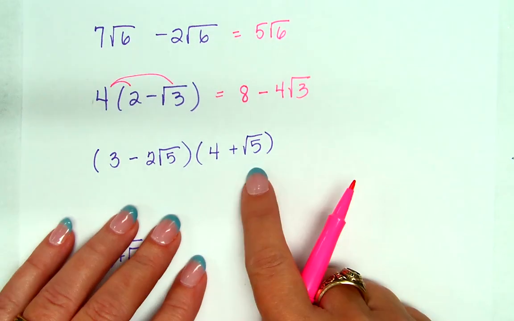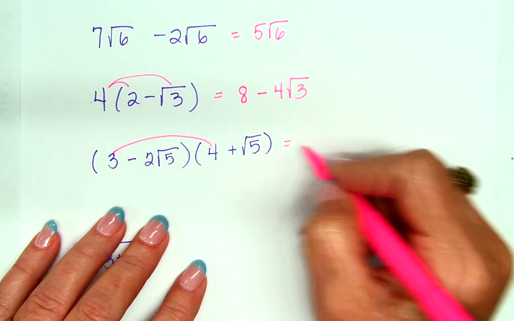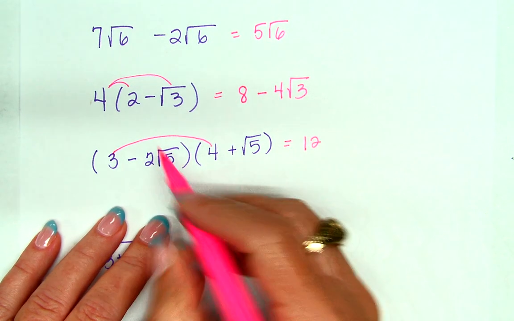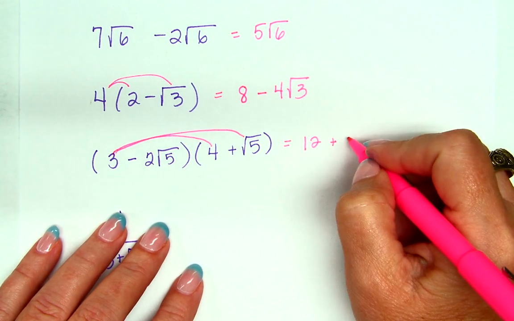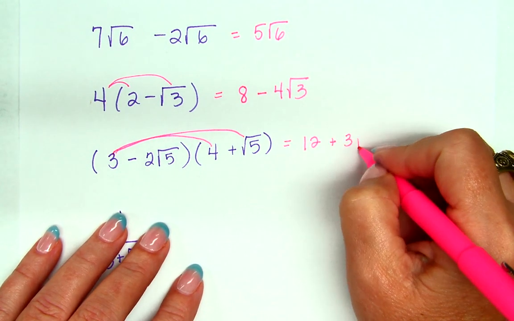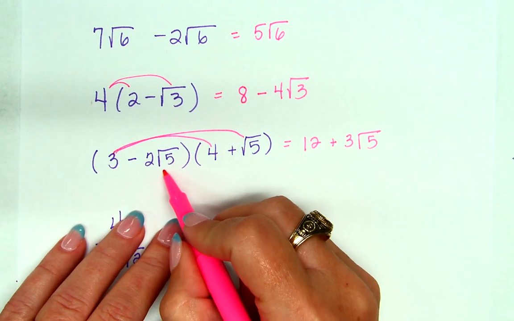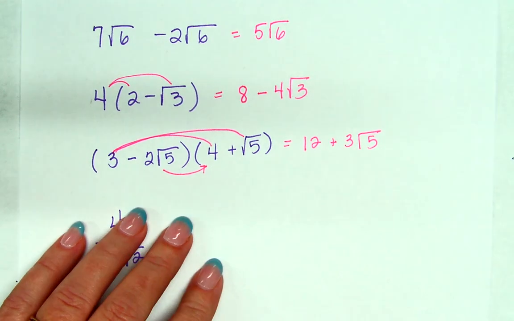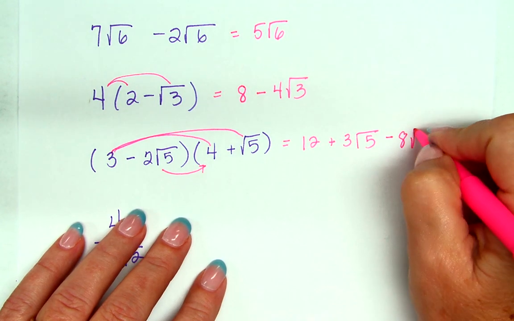What about this one? Distribute. Okay, 3 times 4? 12. 3 times root 5. 3 root 5. Negative 2 root 5 times 4. Negative 8 root 5. Very good.